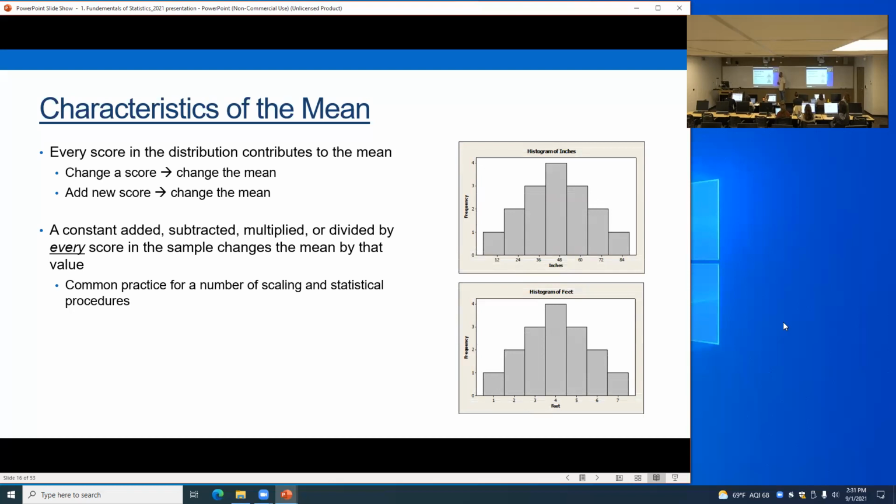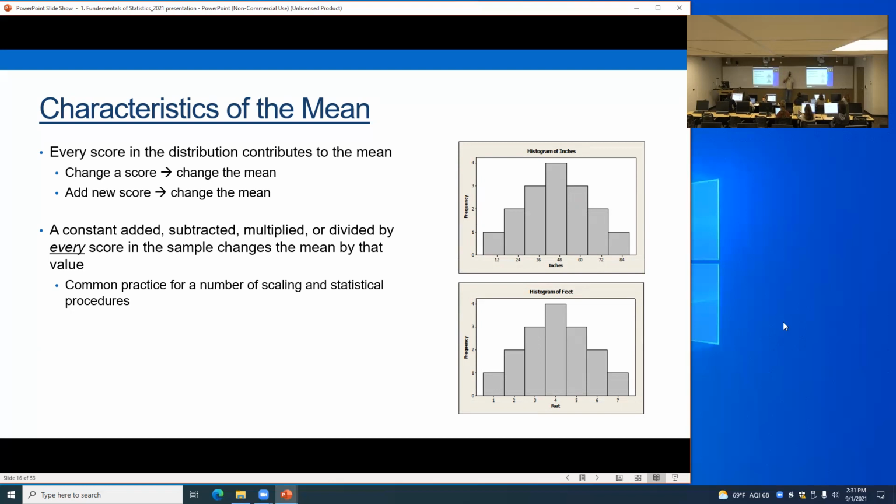So here I'm measuring a distribution in inches, and then I go, oh wait, I want to calculate this in feet, okay? If I take every single score in the distribution and divide it by 12, and if I take the mean of the first distribution and divide it by 12, I'm going to get the mean of the second distribution, okay?